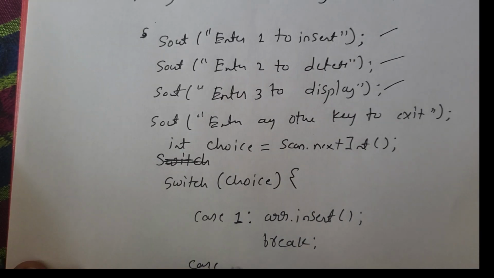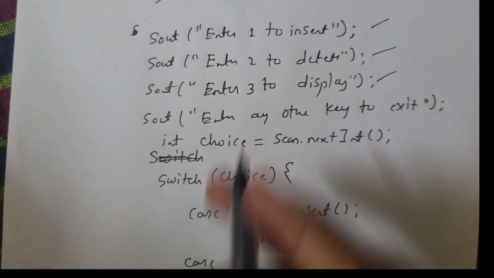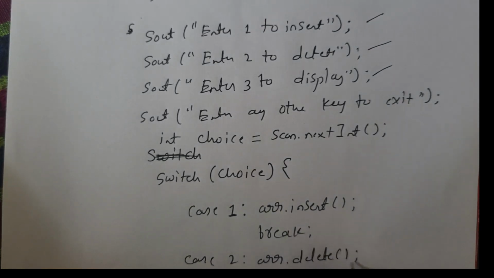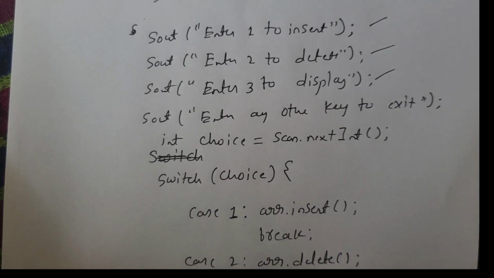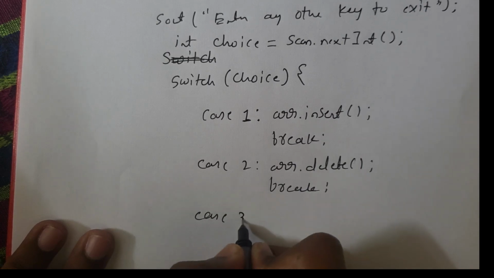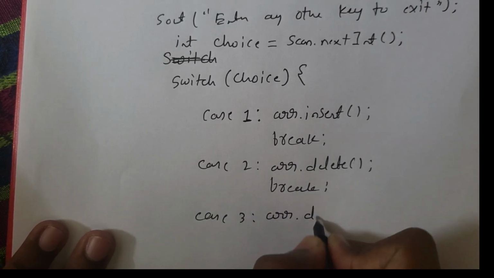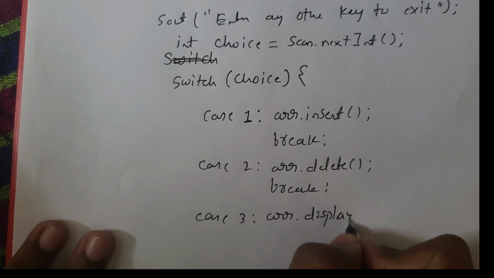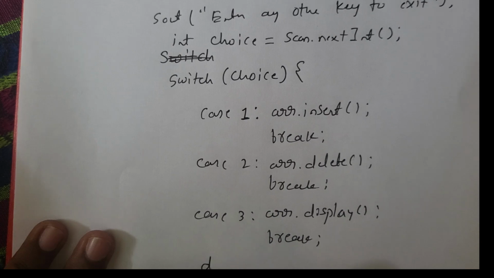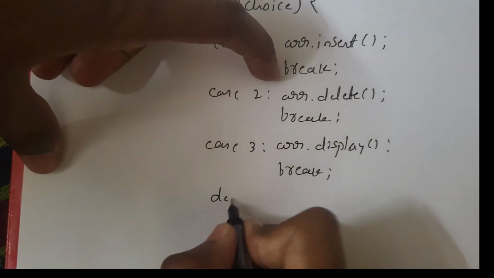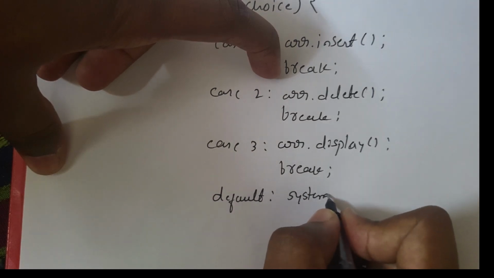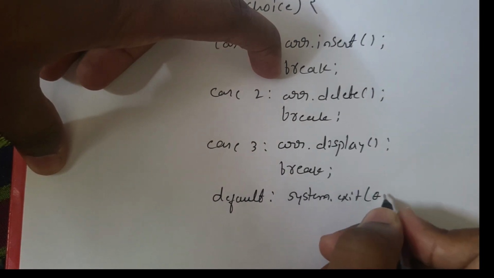Now if the user has entered 2, I will call array dot delete method. Break. If the user has entered 3, I would call array dot display. Break. If the user has entered any other key, by default what we'll do, we will close the program by writing System.exit(0).